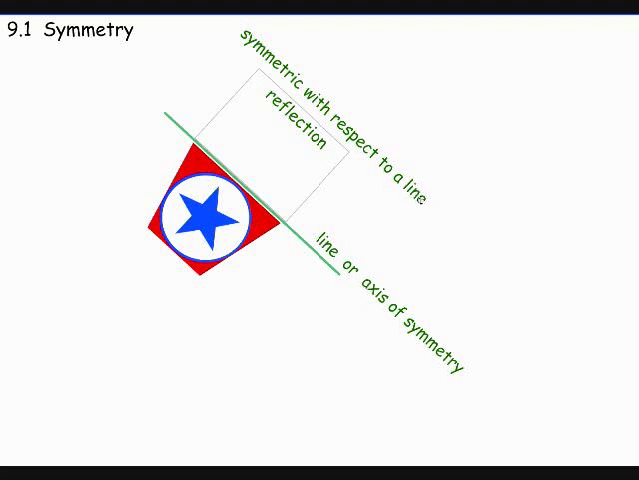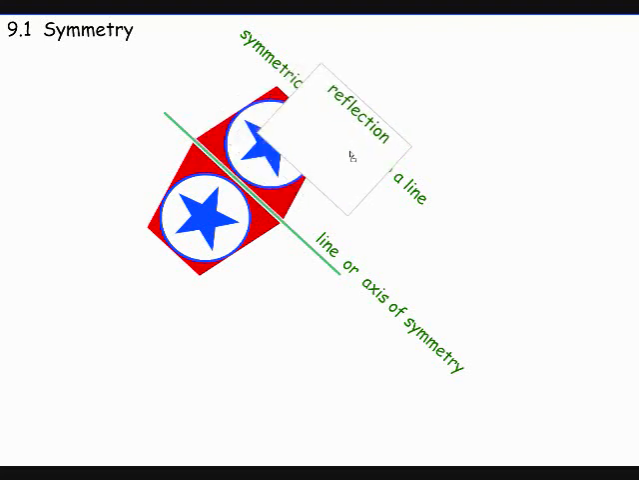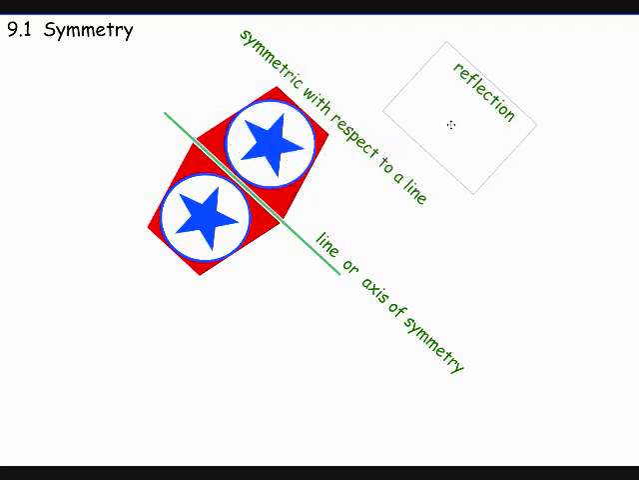Okay, here's another one where we're going to talk about symmetry with respect to a line, and think about it as reflection. If this represented some sort of a mirror, and we have a line of symmetry right here, what do we expect to see right here where it says reflection? Is that what you were expecting?